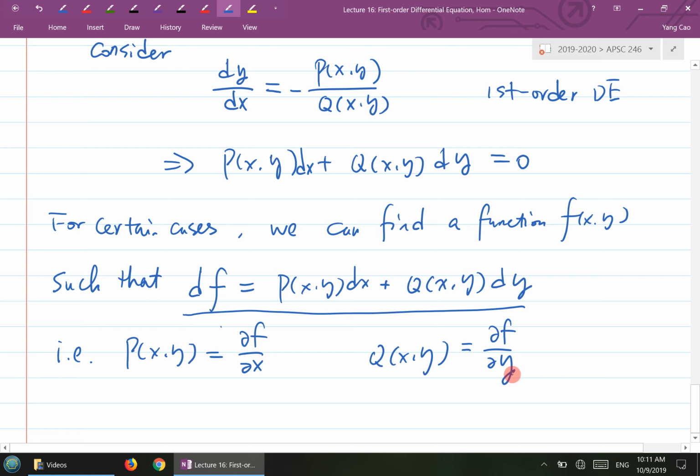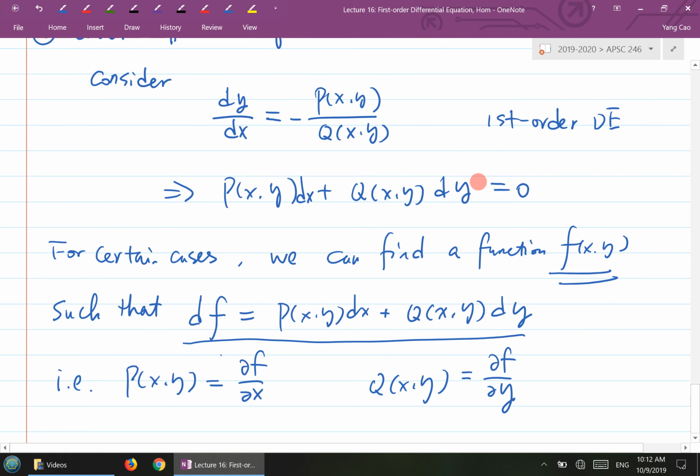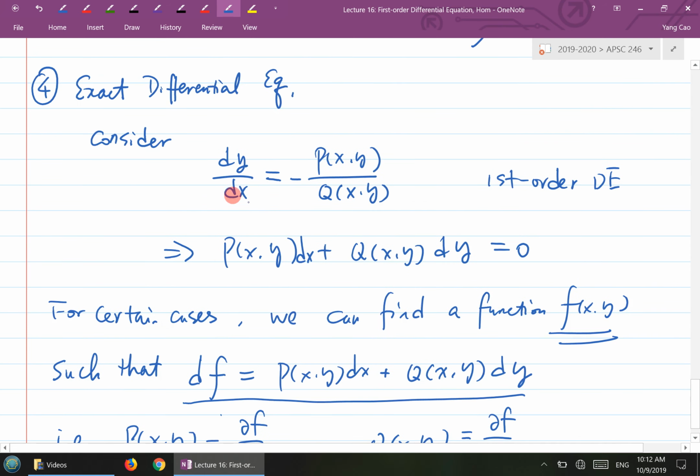Right? There's a nice connection right here between this course and that course now. So if you can find a function f such that this function's total differential can be written in this format, and the two partial derivatives of this function f are exactly a function p and a function q, that's going to make our life much easier to solve this one, and you'll see why. So you see, we started from this.